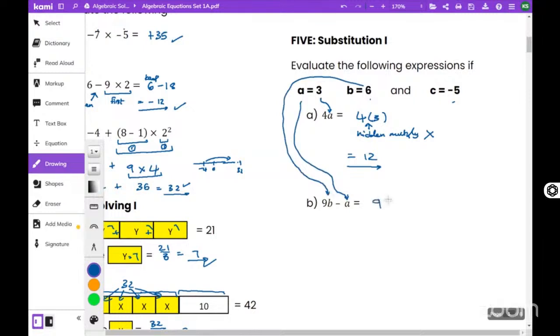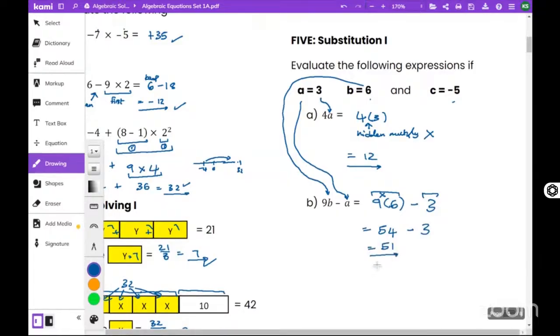I'm going to use brackets again. 9, bracket 6, which means 9 times 6, minus a, which is 3. And we mustn't forget BEDMAS is always there. We always have to remember BEDMAS. So 9 times 6 is 54 first. Then minus 3, which will get me 51. And so the answer for this is 51.